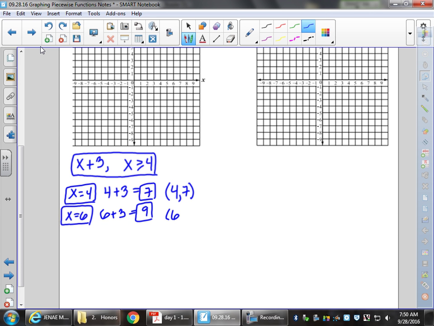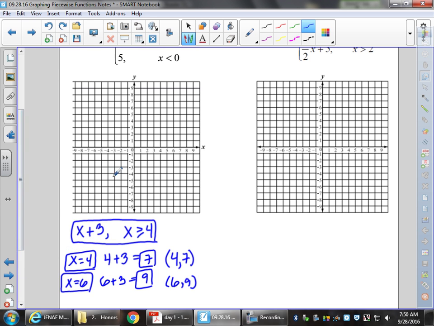Okay. 6 comma 9. Very good. Have we fulfilled all of our steps other than graphing? Did we do everything that we needed to do? Look at the notes you wrote. What's the only thing we didn't do yet? Graph. So let's graph.